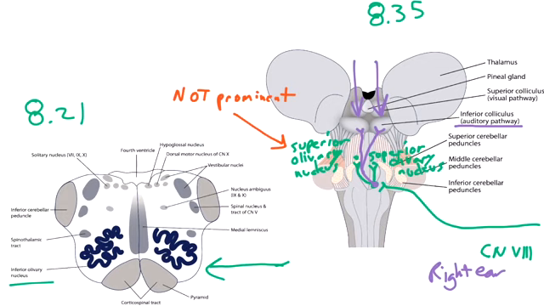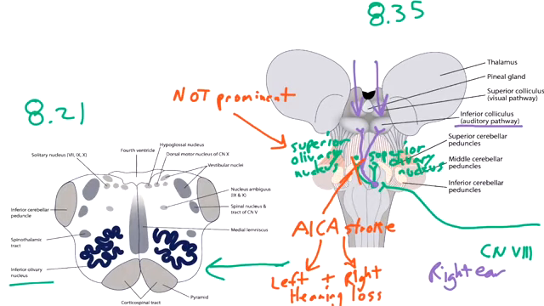Therefore, if you damage the auditory pathway within the brainstem, for example with an AICA stroke, and just on the left side, you will get left-sided hearing loss and right-sided hearing loss. Whereas if you cause damage to just the cranial nerve, for example on this right side, you will only get right-sided hearing loss.